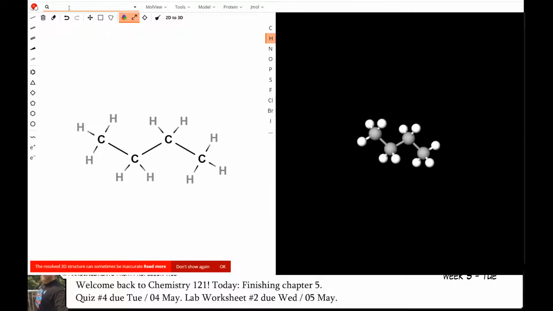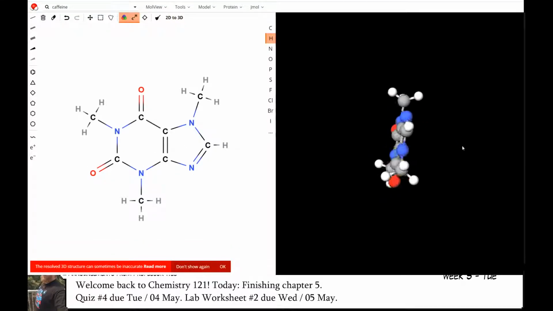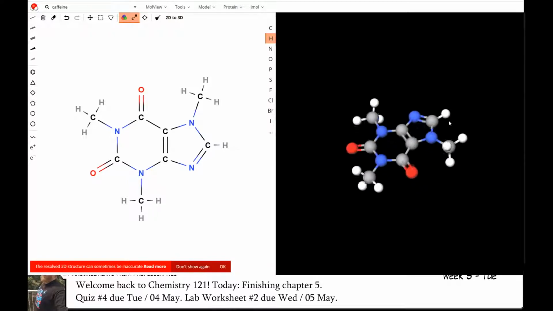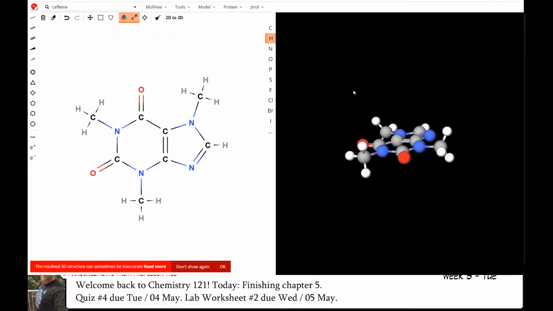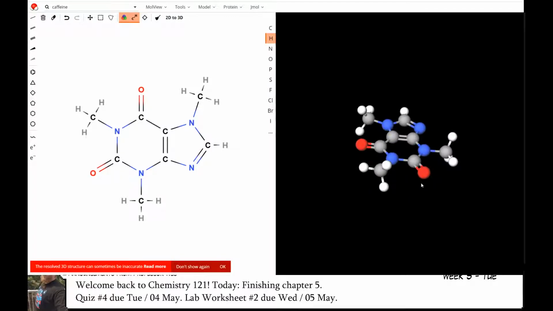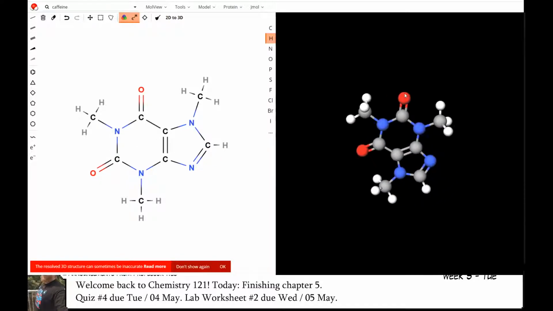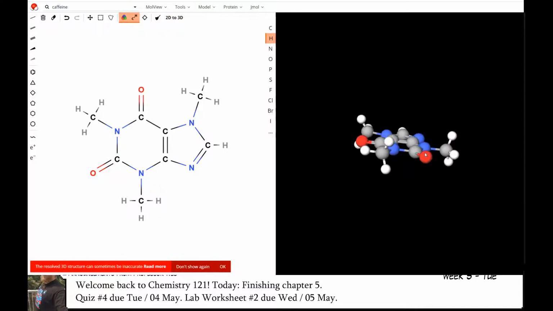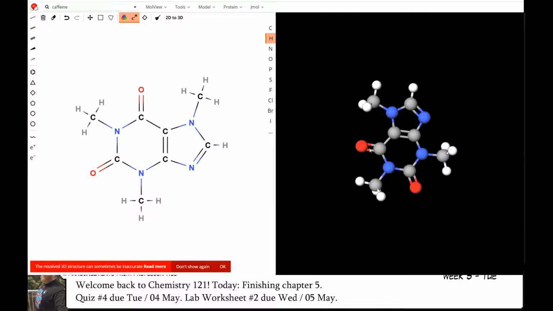You could type in the names of molecules. For example, here's caffeine. This is what it looks like. You can then spin it around and see its shape. You're going to have to do this for one of the lab experiments later on. But this really helps you visualize geometry for any molecule that you care to build. So use MolView to check your answer after you've stated what your geometry is, just so you can see what that actually means.